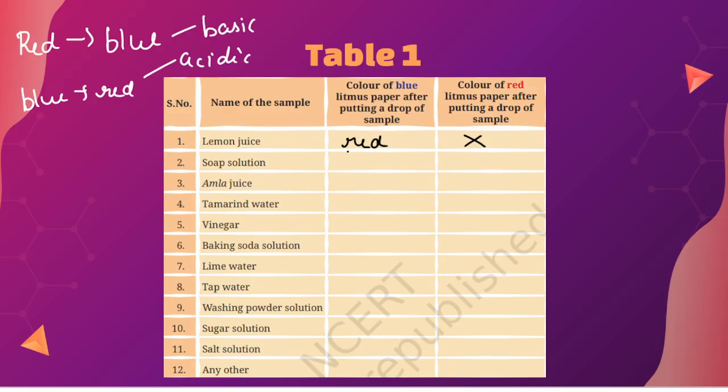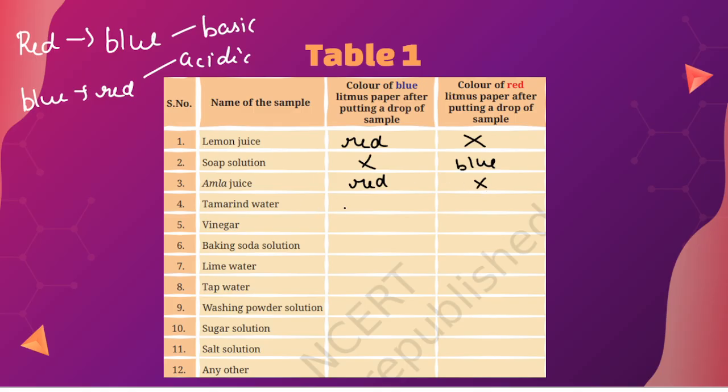Soap solution, no change on blue litmus because it is basic in nature. There will be a change on red litmus and it will turn blue. Amla juice, again it is acidic in nature, so the blue litmus will turn red. On the other hand, red litmus, there will be no color change.